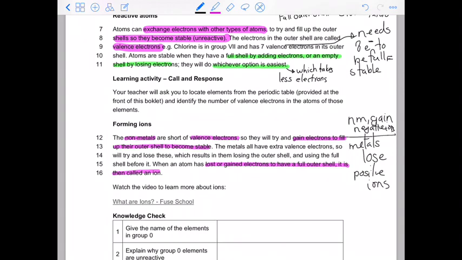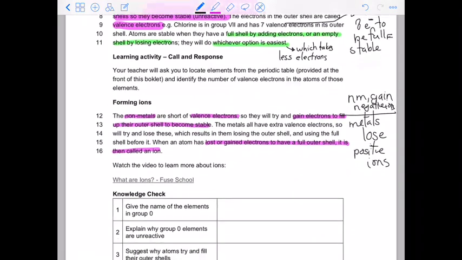So make sure you have those notes because this is something that a lot of students mix up and it is something important to understand. So if they gain electrons, they become negative. If they lose electrons, they become positive ions. So metals become positive, nonmetals become negative.